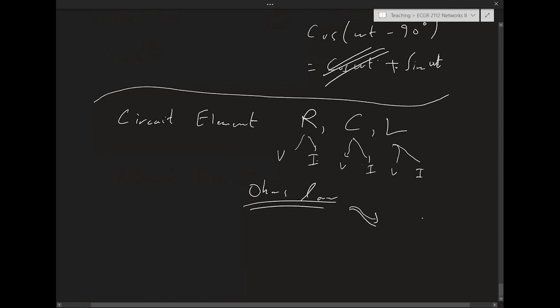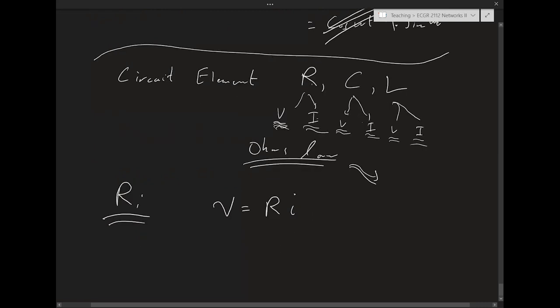But let's first investigate, using the phasor concept, what is the relationship between the V phasor and the I phasor for an R, the V phasor and the I phasor for a C, and the V phasor and the I phasor for an L, right? For an R, it's simple, right? It's just V equals RI.